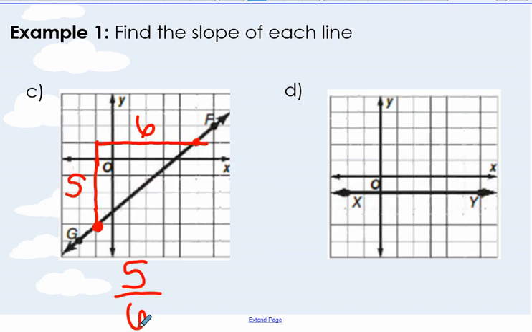Looking at D, again, we have a horizontal line, which means our slope is going to be 0. Again, another trick for remembering that is 0 over some number is okay. And this is a good thing, so that's key.